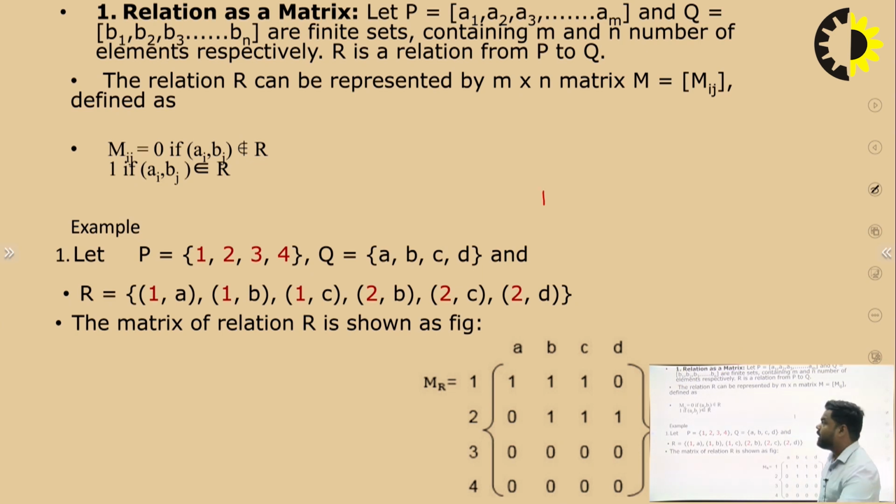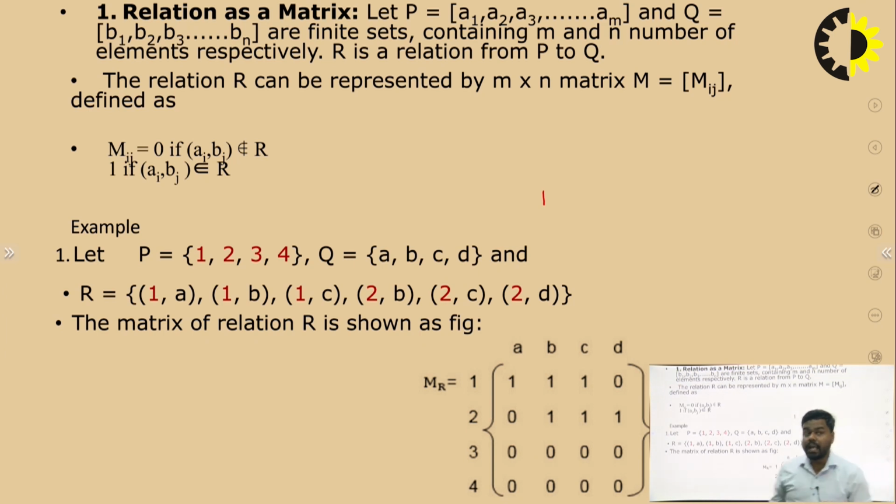Relation as a matrix: the set P contains A1, A2, A3 up to Am, and Q contains B1, B2, B3 up to Bn, which are finite sets containing m and n elements respectively. R is a relation from P to Q. Here there are 2 sets and a given relation. How do we represent it in matrix form?